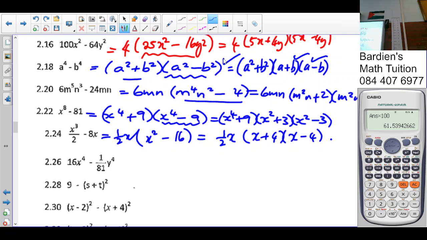The next one, I can apply the difference of 2 squares as it is. Right. Girlfriend at the back. Just look here. So you can learn.